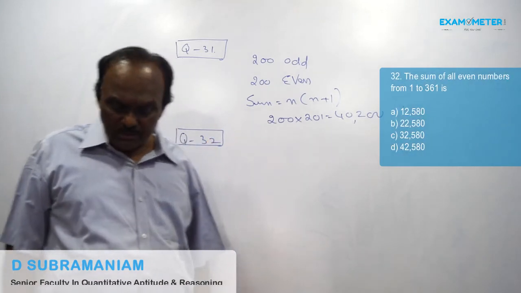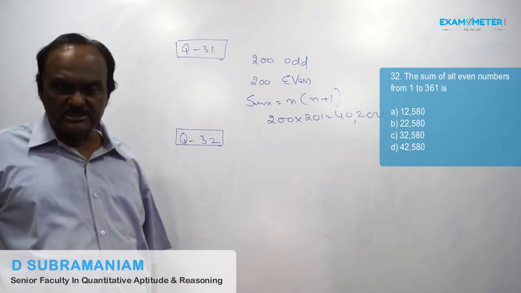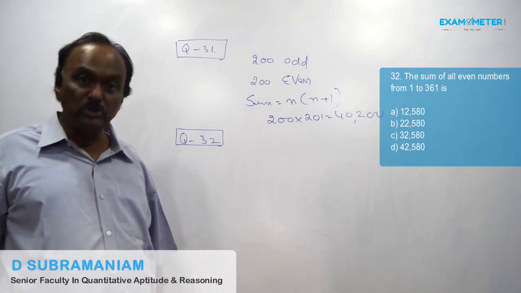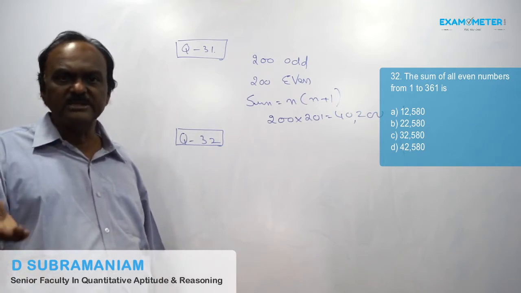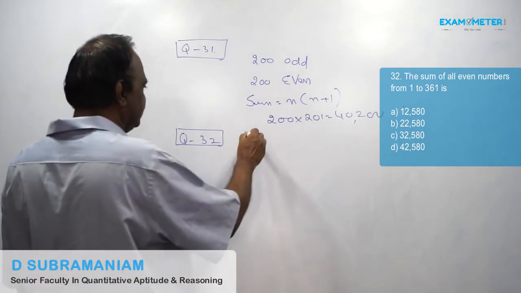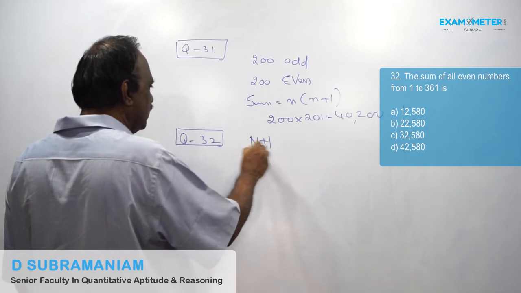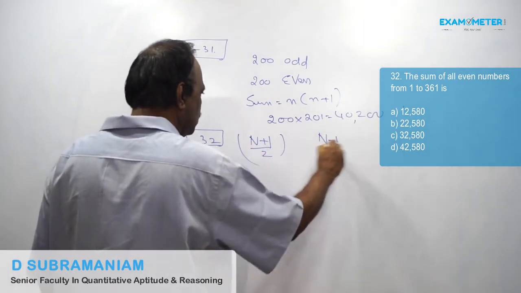The sum of all even numbers from 1 to 361. The given number is 361, which is an odd number. If the given number is odd, then (n+1)/2 will be odd and (n−1)/2 will be even.